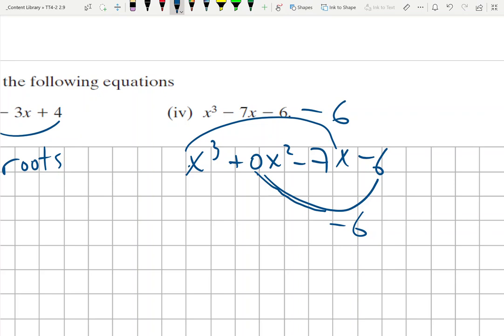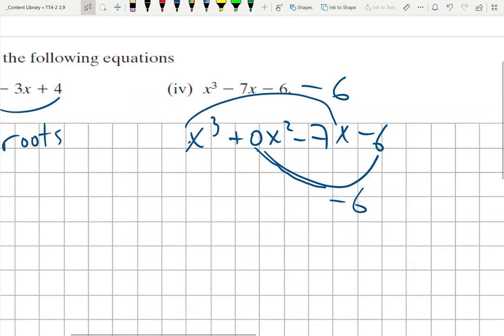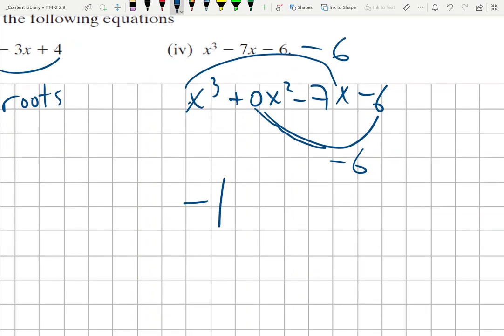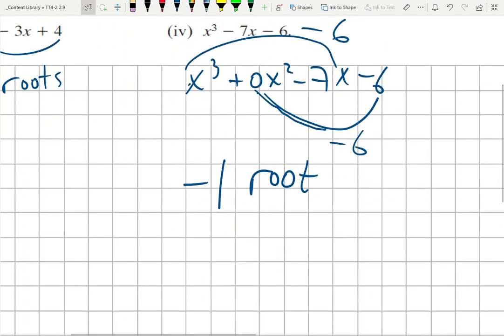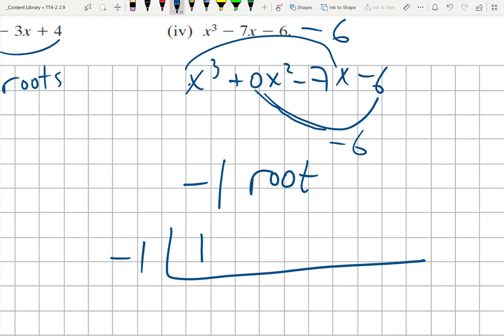I had said 1 take 7 is negative 7. Now we see negative 6 and negative 6. So minus 1 is a root. We'll proceed to synthetic division with the minus 1. We have 1, 0, negative 7, negative 6. Drop down the 1, then negative 1.